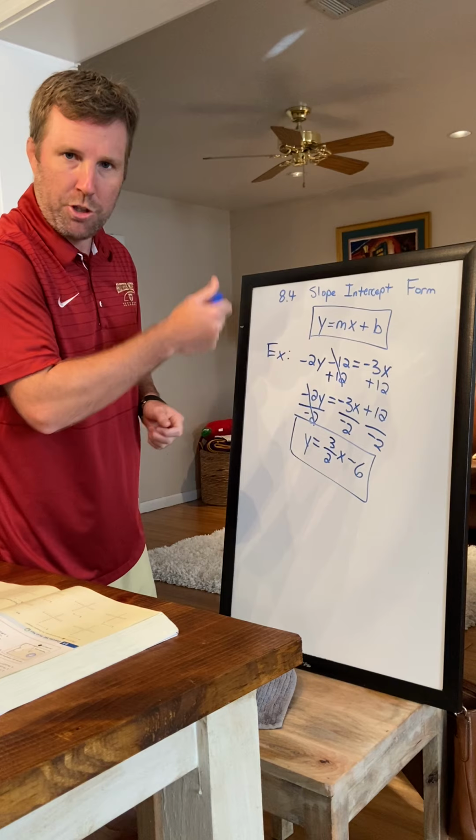Okay? Now, let's say we have another example. Let's go with maybe something like 3x minus y equals 5. Again, our ultimate goal, what we're trying to do, is get the y by itself. Isolate the y. Well, in order to do that, I have to get this 3x term to the other side.